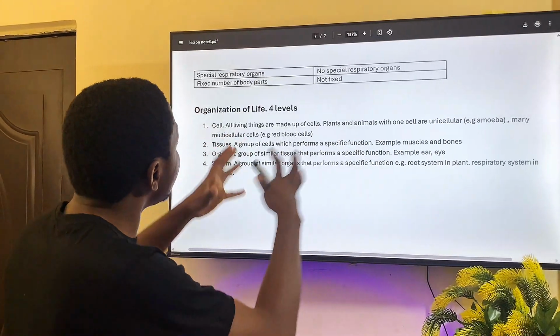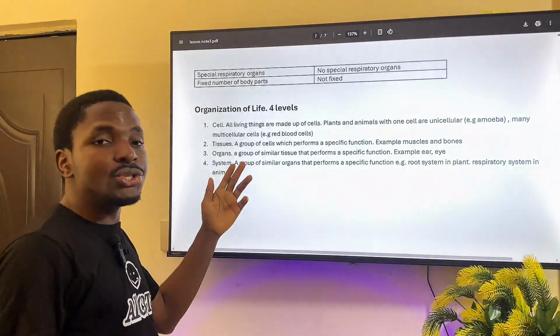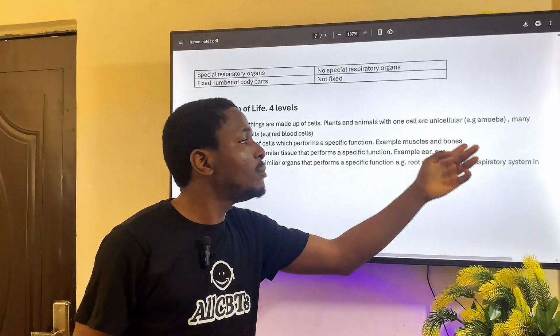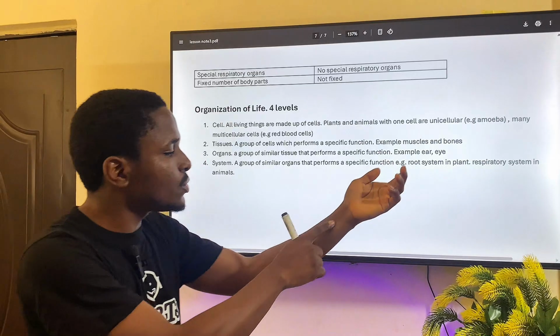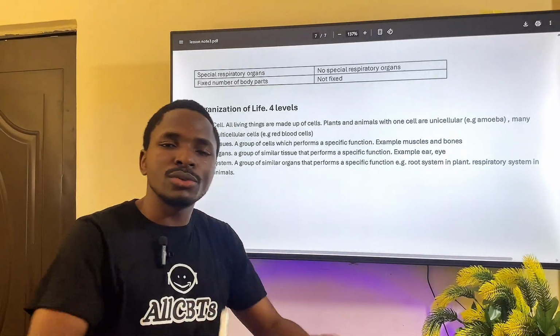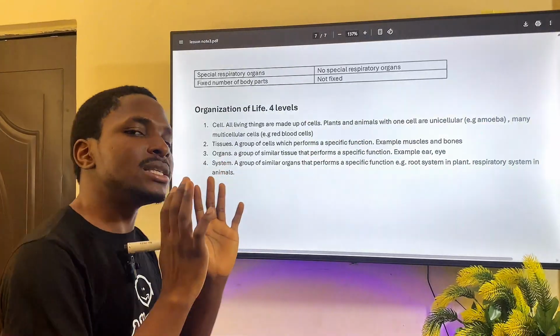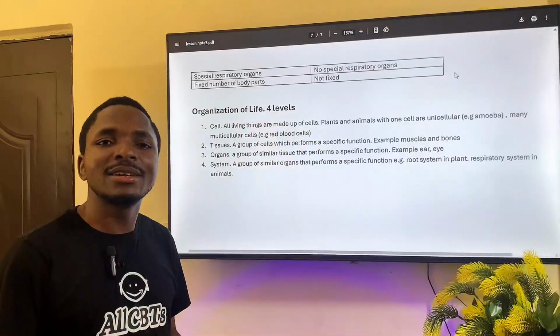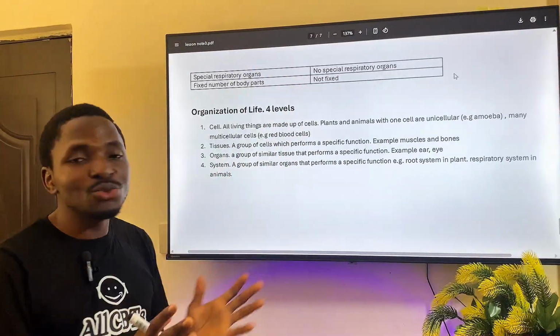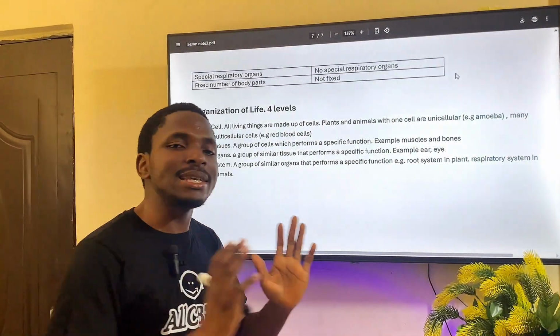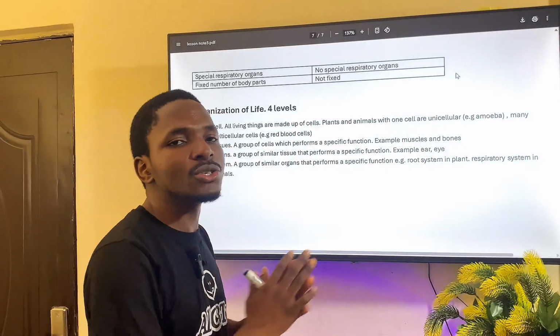Now, cells come together to make up what we call tissues. What's an example of tissue? Muscles and bones. Your muscles, your bones are made up of a number of cells that are performing the same function. Alright, so tissues are made up of a group of cells that perform the same or similar functions.